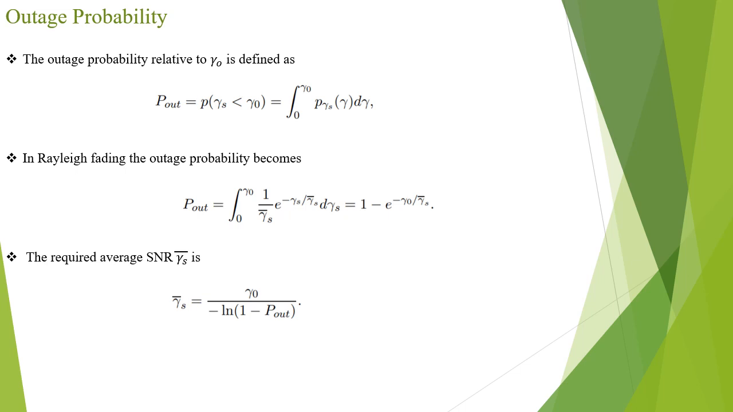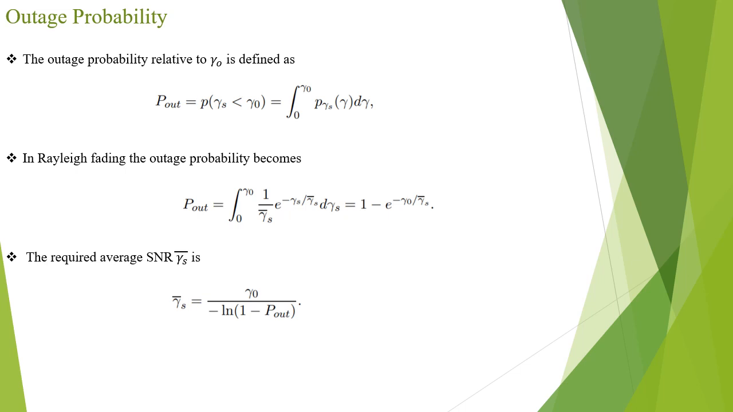Now, outage probability. Outage probability is the point at which the receiver power value falls below the threshold. It is relative to gamma naught. Gamma naught specifies the minimum SNR required for acceptable performance. For example, if we consider digitized voice, Pb equal to 10 to the power minus 3 is an acceptable error rate since it generally can't be detected by the human ear.